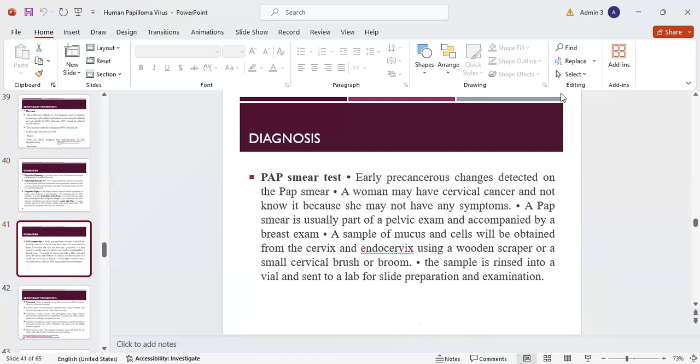Pap smear test: early precancerous changes are detected on the Pap smear. A woman may have cervical cancer and not know it because she may not have any symptoms. A Pap smear is usually part of a pelvic examination accompanied by a breast examination. A sample of mucus and cells will be obtained from the cervix and endocervix using a wooden scraper or a small cervical brush or broom, and the sample is rinsed into a vial and sent to the lab for slide preparation and examination.